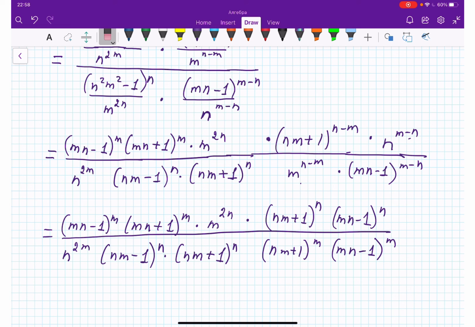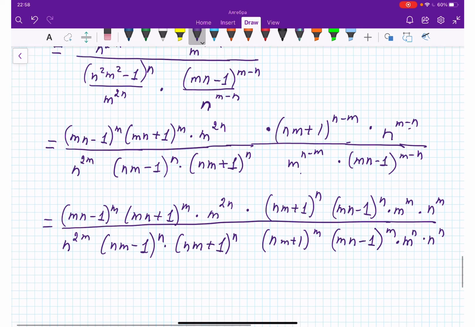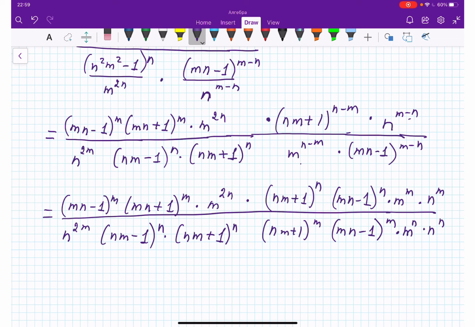Okay. Next, we have here m^(n−m). Same thing I'm doing here, times m^n, divided by m^m comes here. And same thing, n^m stays on the top, and n^n comes to the denominator. Okay? If something is unclear, you can place your question in the comments and I'll gladly answer.